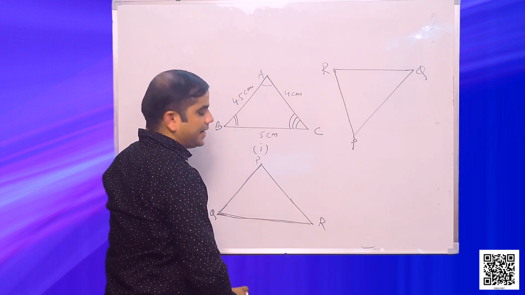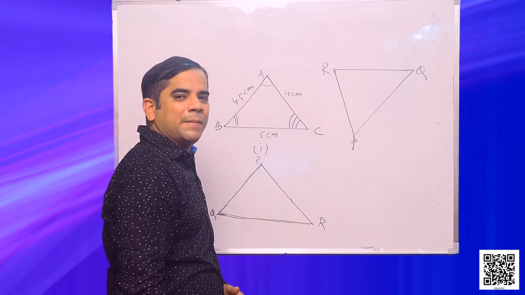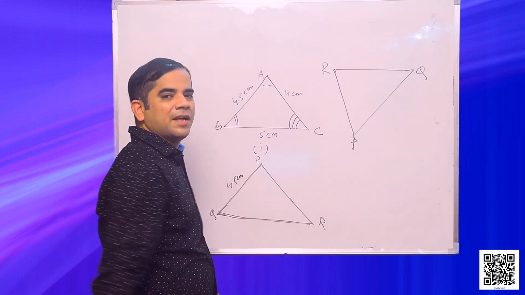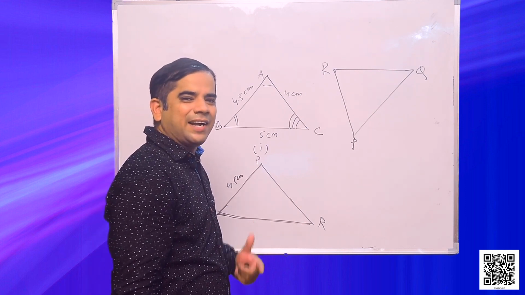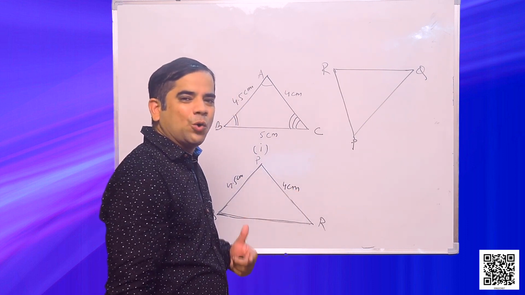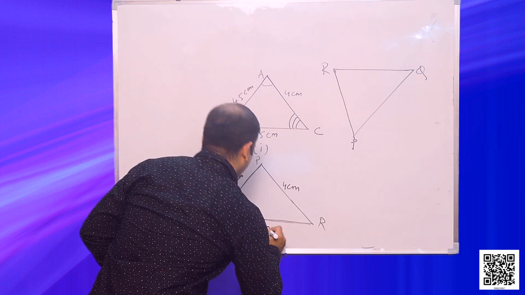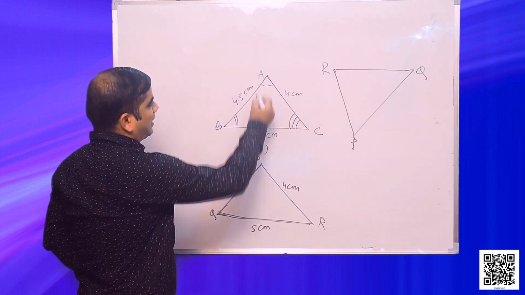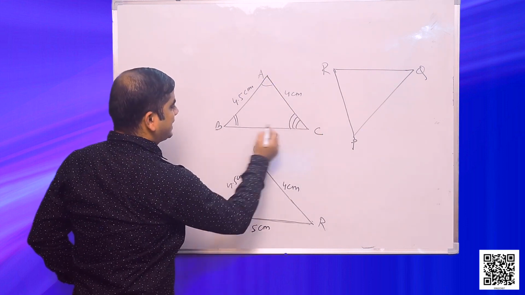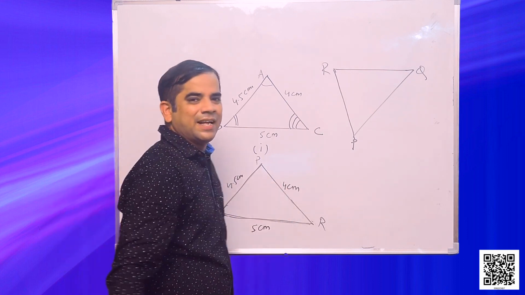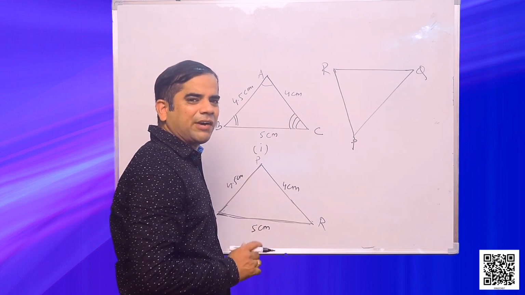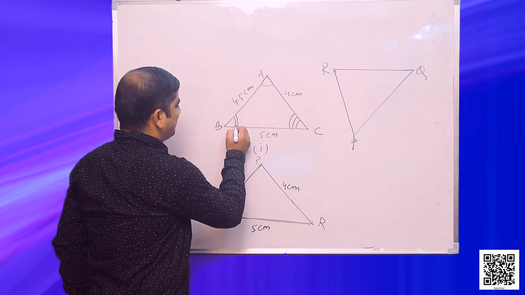Okay, triangle PQR. So what is the measurement of side PQ? It is 4.5 centimeter. What is the measurement of side PR? It is 4 centimeter. And what is the measurement of side QR? It is 5 centimeter. So what we observe is that AB is equal to PQ, AC is equal to PR, BC is equal to QR. That means the sides are equal to each other.